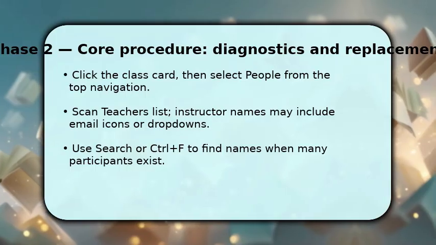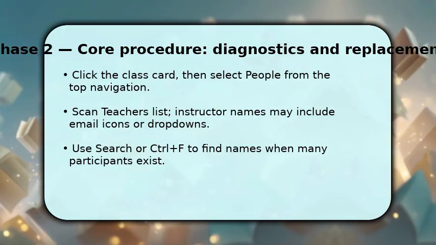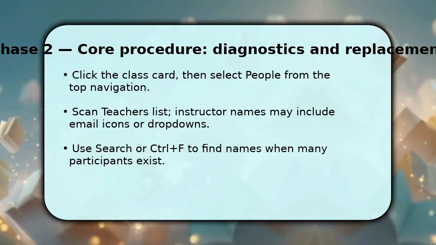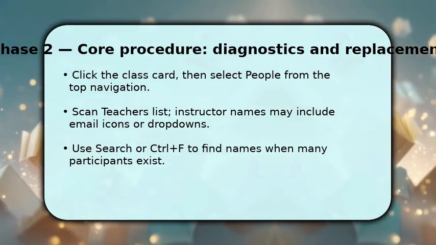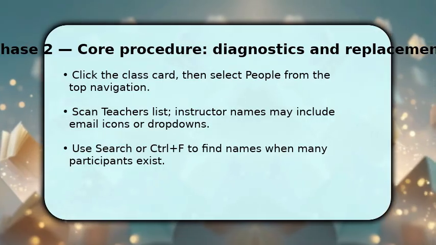If you don't see an email, try selecting the teacher name. Some views open a profile card with more info. If the list is long, use the search box or press Ctrl plus F and type the teacher's last name.